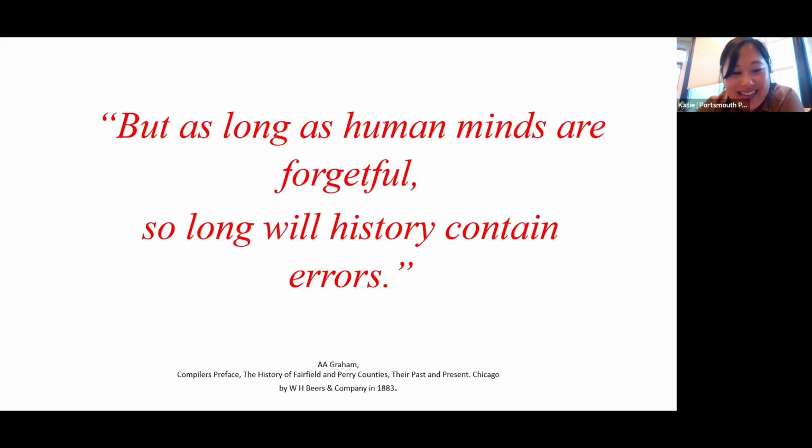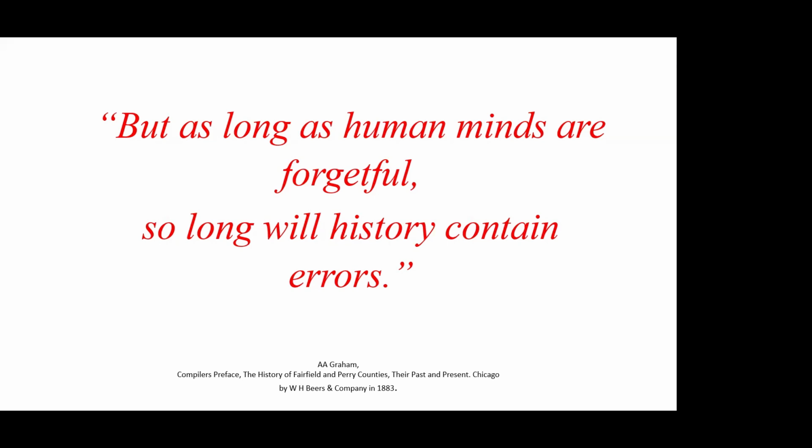I have a question. Can you hear me? Yes. What happens when you have two sources, derivative sources that conflict with each other? That happens more often than you may think. But if you think back to that beginning slide where A.A. Graham said in his preface that there were conflicting memories, and you're going to have that. You're going to have conflicting memories.